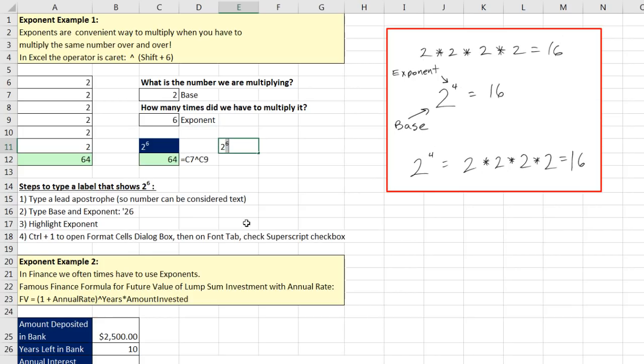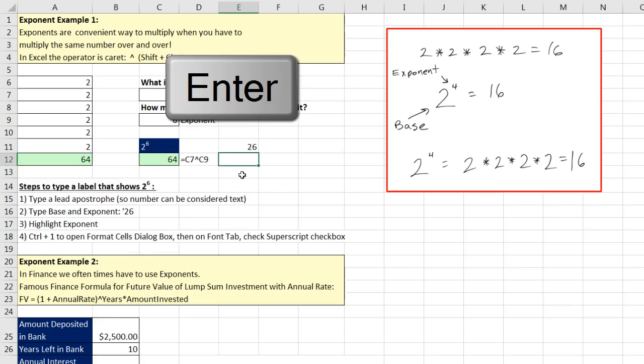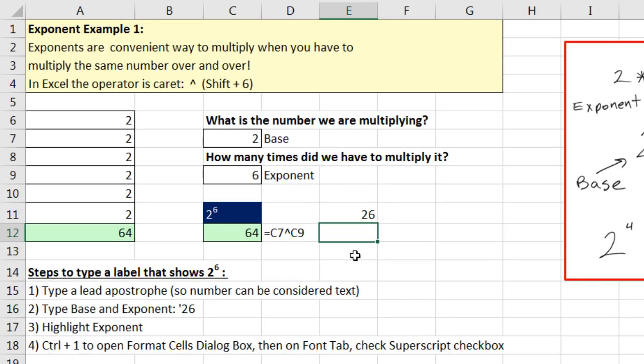But actually, watch this. This is not going to work because I'm going to click OK. It looks like it's working. What? It didn't work. That's because it's a number. We can't apply individual font to numbers.